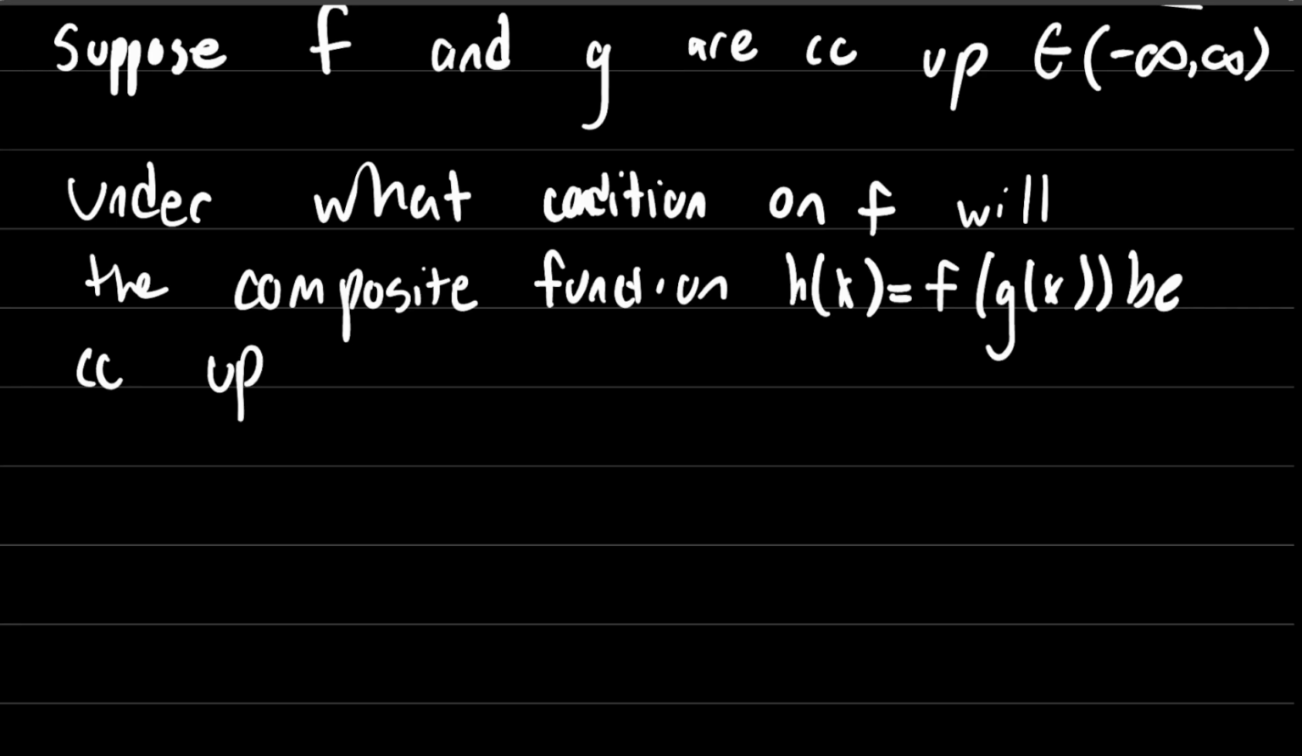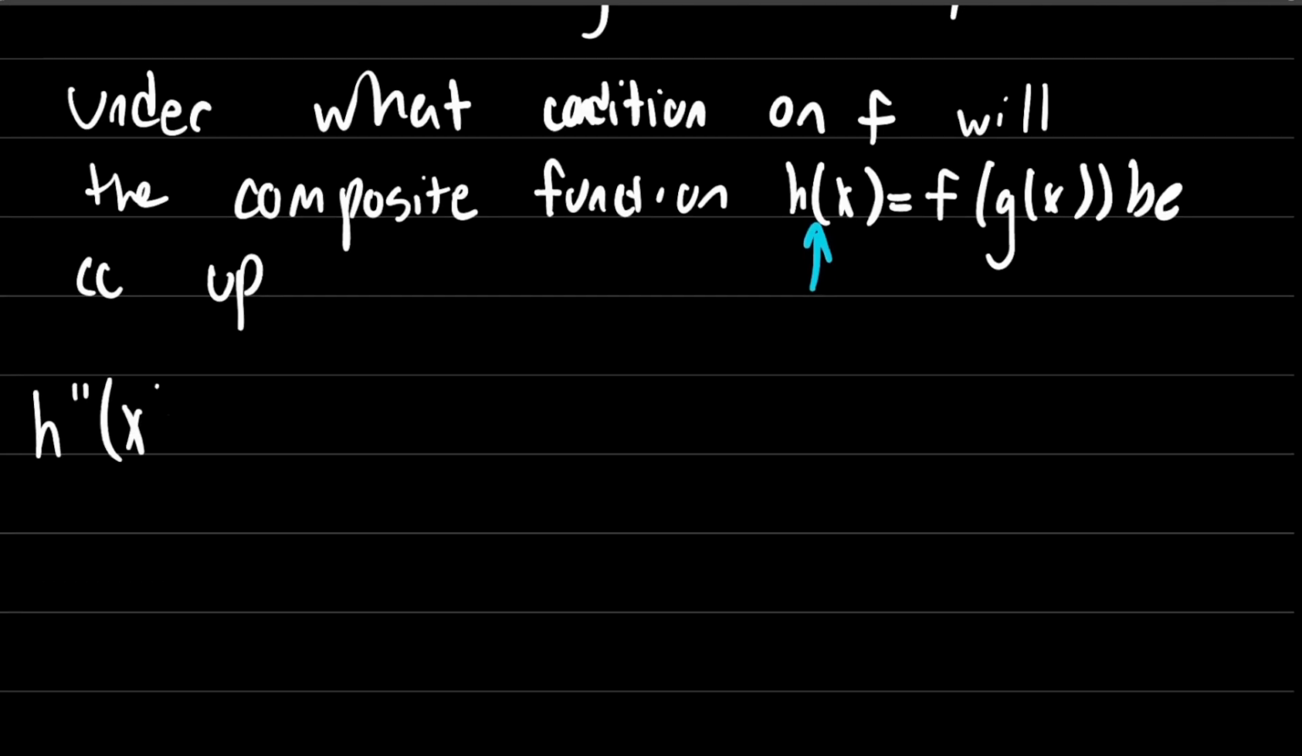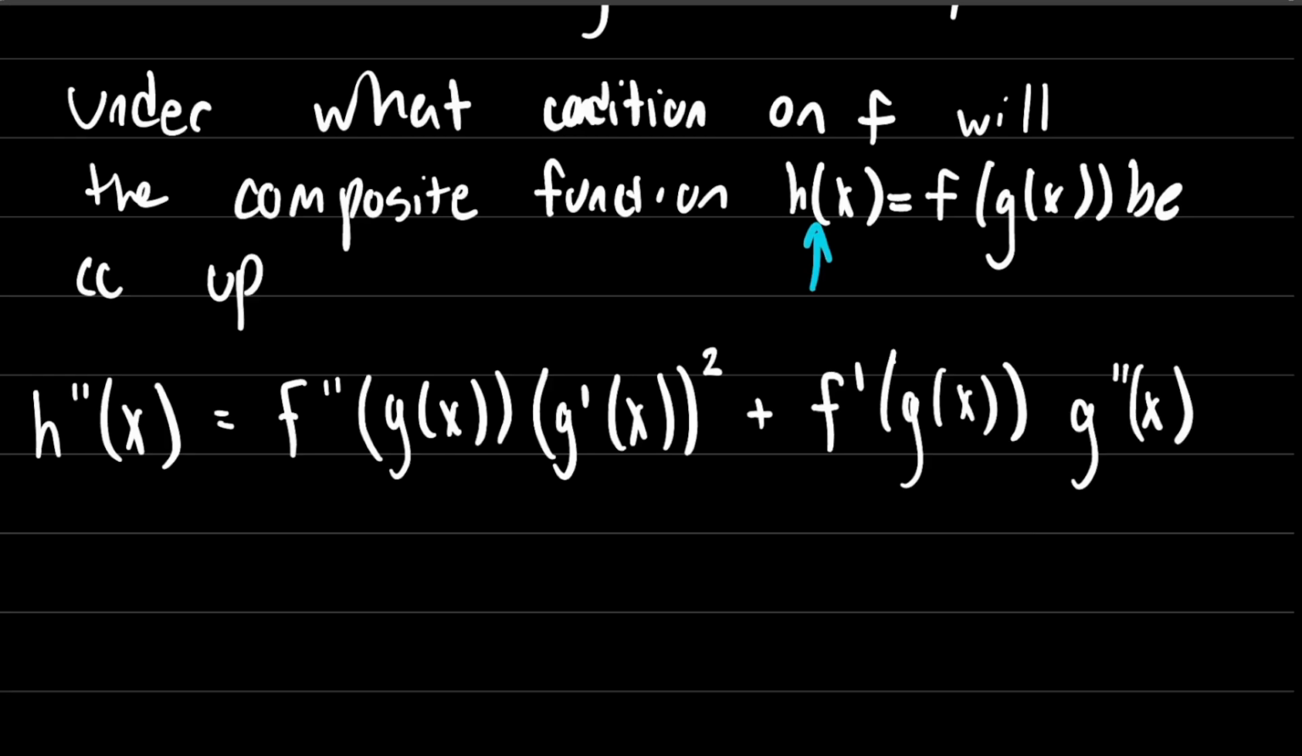So the first thing that we need to figure out here is what exactly this is asking us. It's telling us, when is this function here, h of x, concave upwards? So what we're going to do first is find h double prime of x, and see when that's positive. It's just taking chain rule and then taking the derivative of chain rule twice. But what that comes out to is f double prime of g of x times g prime of x squared plus f prime of g of x times g double prime of x.